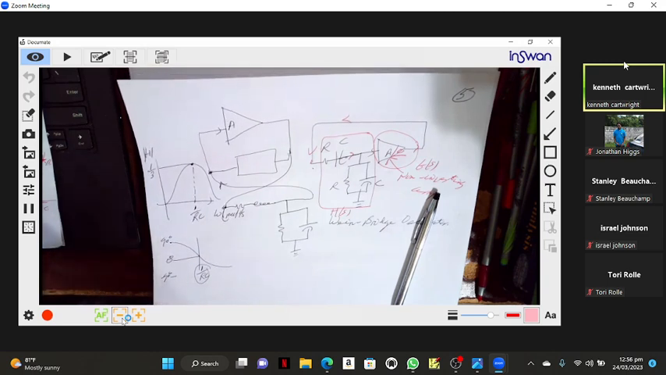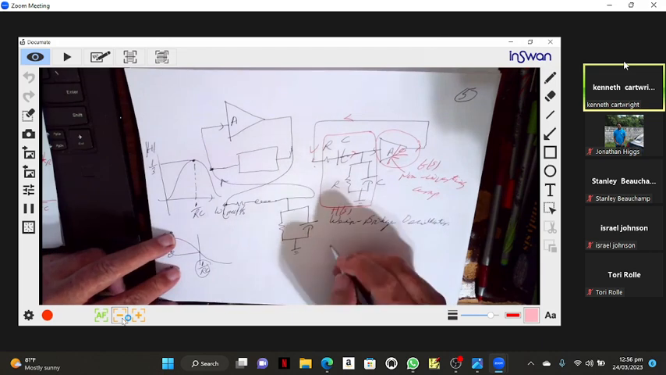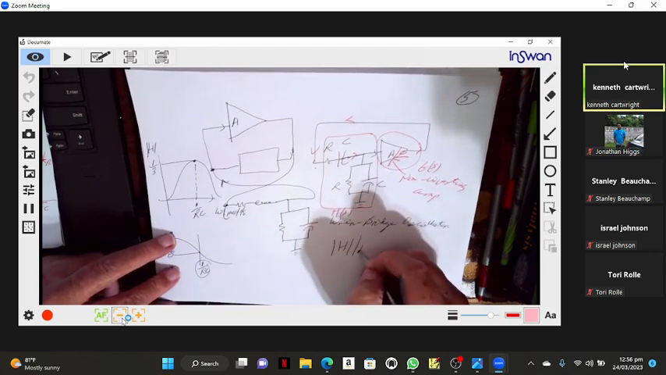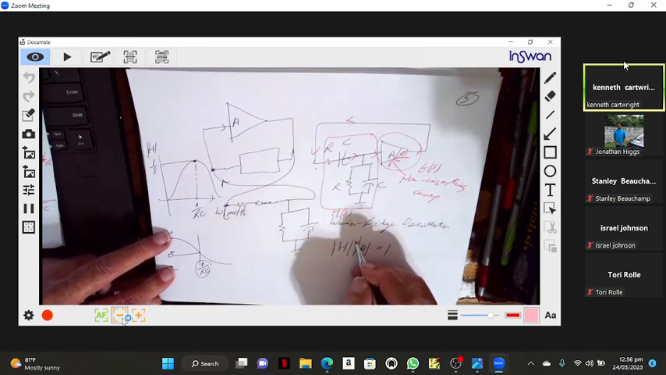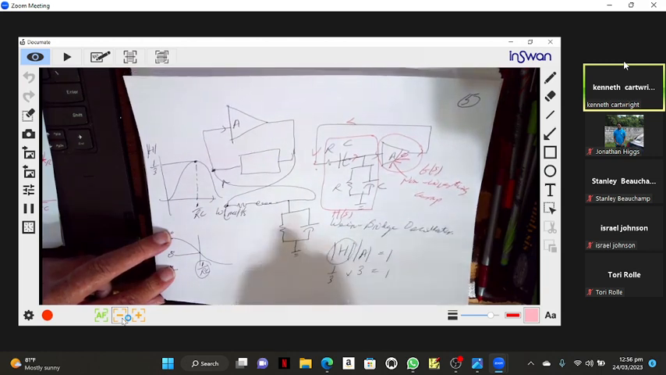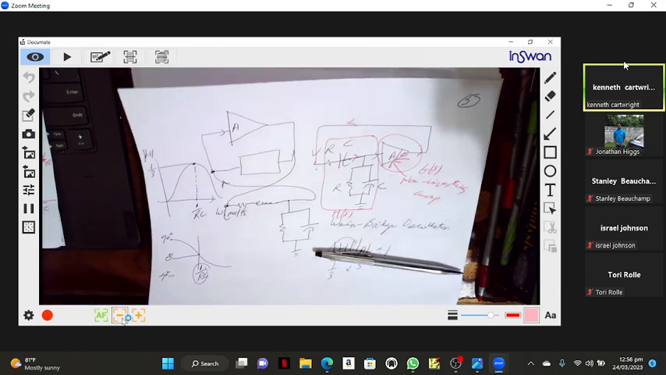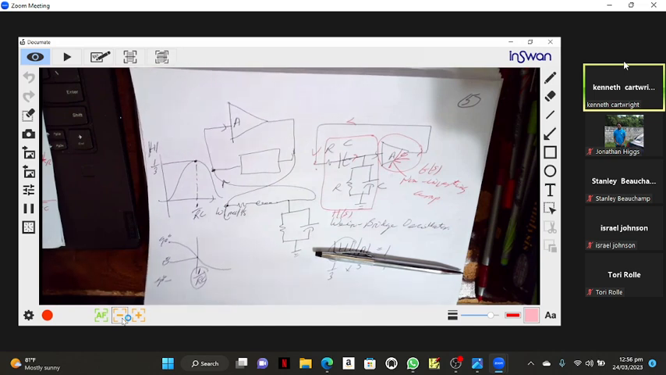G of S times H of S must be 1 at angle 0. So that means the magnitude of H times the magnitude of A must be 1. I just told you the magnitude of H is a third. So we must have 3. A must be 3. And how do we create a non-inverting amplifier with gain 3?